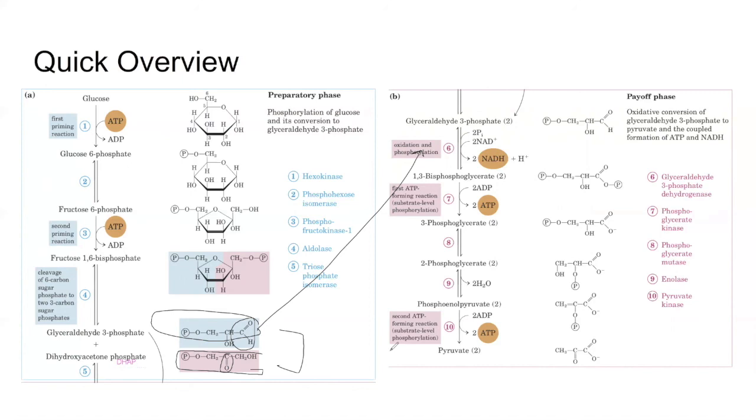And so hopefully by now you've seen this reaction already. Turning an aldose into a ketose is simply an isomerase reaction. So you should imagine in your head that this enzyme is an isomerase. And you're exactly right if you did think that, because the enzyme is called triose phosphate isomerase.